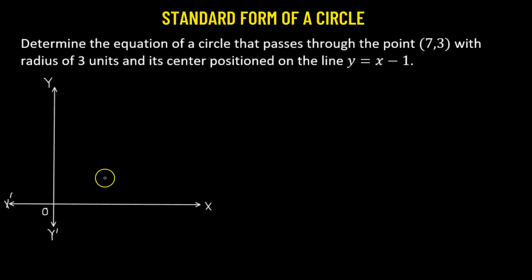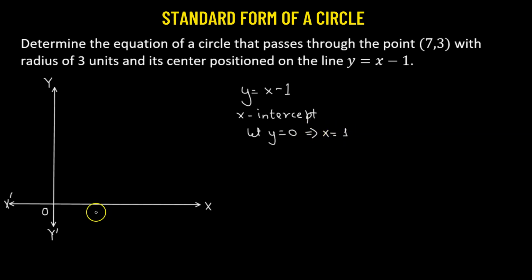So here we have the Cartesian plane with the x and the y axis. First, let's try to sketch the graph of the line y equals x minus 1. The line can be easily graphed by using the x-intercept and the y-intercept. To find the x-intercept, we suppose that the y value goes to 0. So when y is 0, we can find the value of x, which is going to be equal to 1. So we'll say that this is (1, 0). This is the x-intercept of our line.